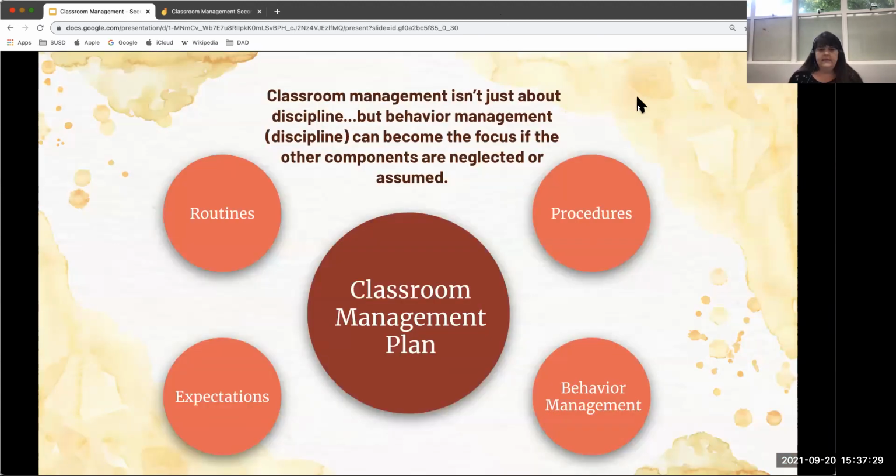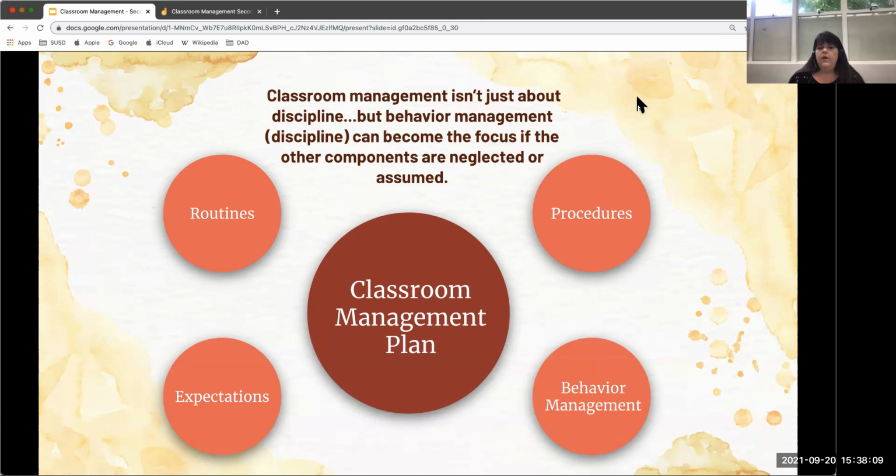So this slide may be familiar. Again, these are the most common components of a classroom management plan, right? So routines, procedures, expectations, and behavior management. Oftentimes when we talk about classroom management, our minds go directly to discipline, right? Or behavior management. But the reality is that behavior management can become the focus if other components are neglected or assumed. So if you assume that your students understand what your expectations are for them without directly explaining your expectations, then there's going to be some gaps.